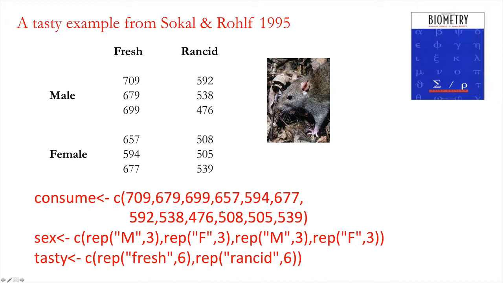So we've created 3 vectors, one for consumption, one for sex, and that varies male, male, male, and then female, female, female, and so on, and one for the state, which I've called tasty, which is 6 freshes and 6 rancids. And that collectively represents this entire data set.